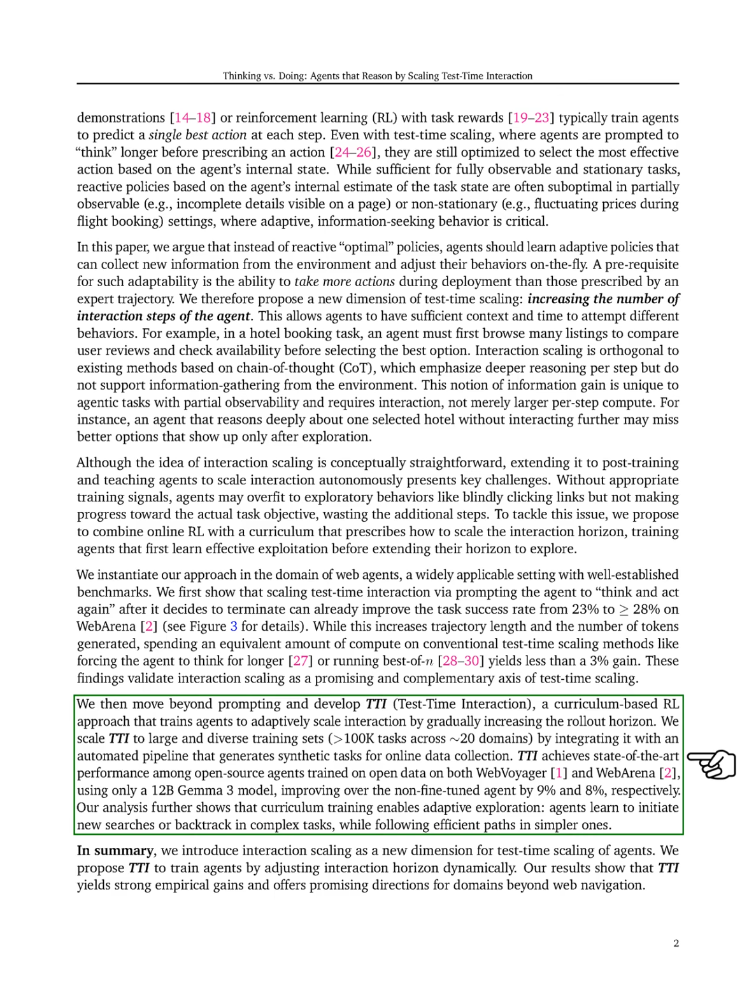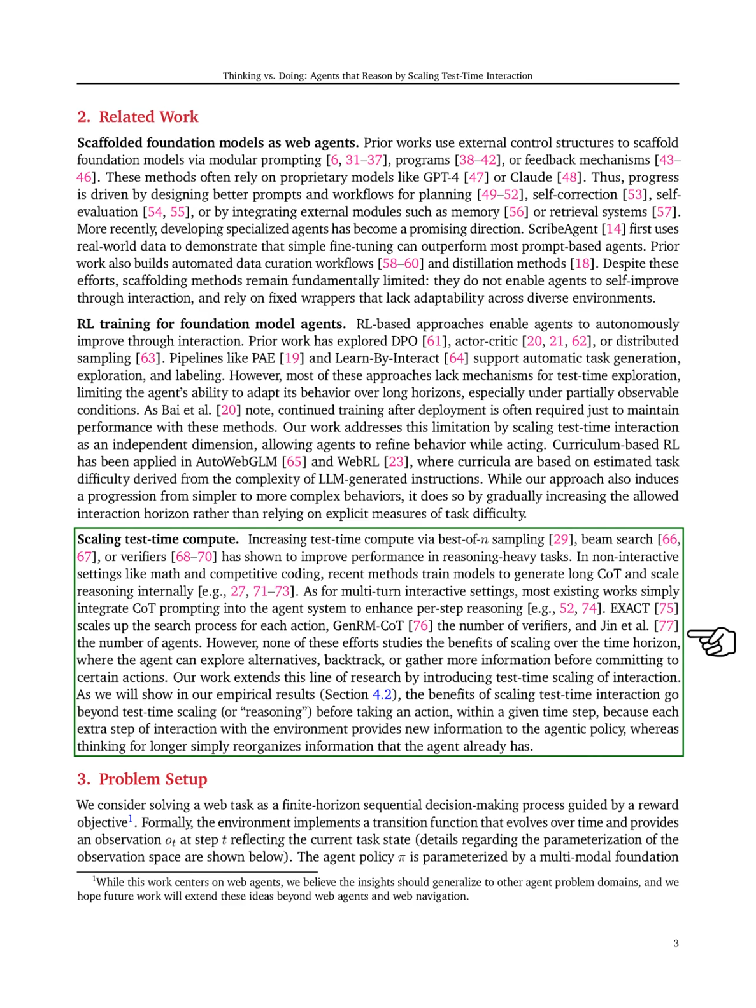We apply TTI to large and diverse training sets, achieving state-of-the-art performance among open-source agents. Our analysis shows that curriculum training fosters adaptive exploration, allowing agents to initiate new searches or backtrack in complex tasks while efficiently navigating simpler ones. In summary, we introduce interaction scaling as a new dimension for enhancing agent performance during test time. We propose TTI to dynamically adjust the interaction horizon, and our results indicate that TTI leads to significant improvements, suggesting promising applications beyond web navigation.